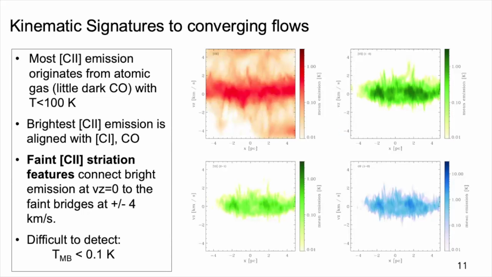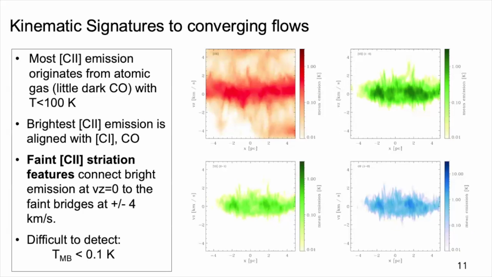So they point out, looking at the C2 position velocity diagram, that there are these 2 features at plus 4 kilometers per second and minus 4 kilometers per second, at the edge of those points. They associate that emission with CNM within the 2 colliding clouds.